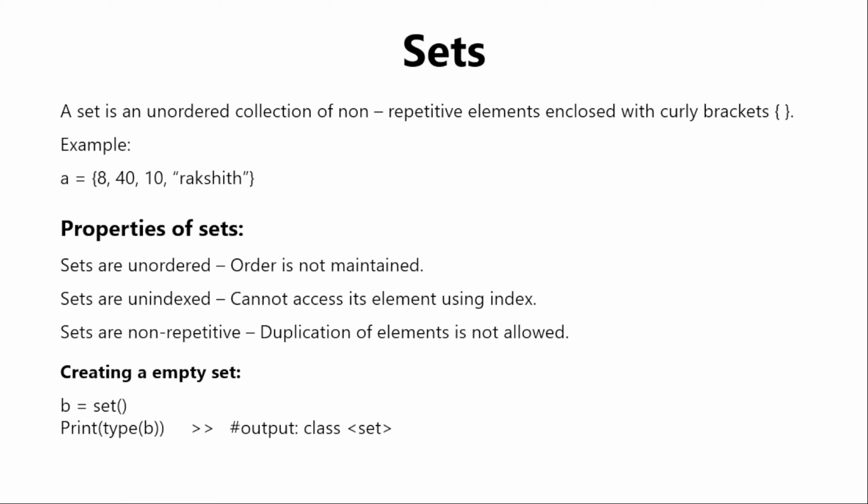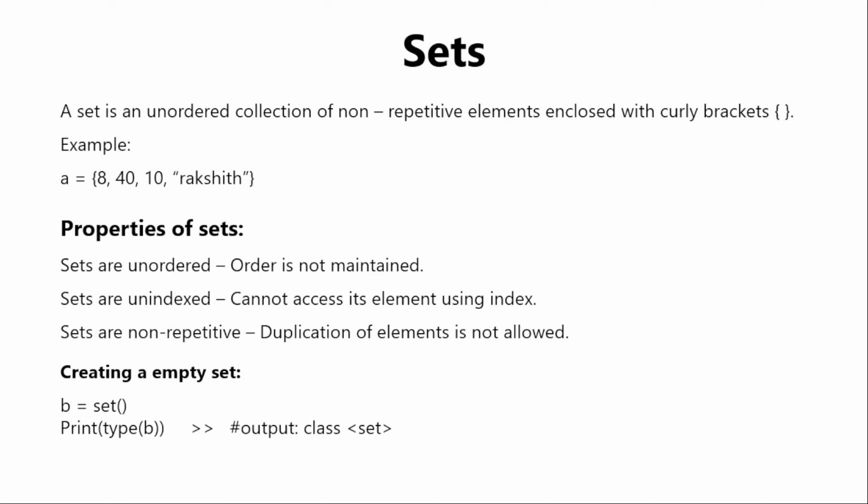In today's session, we will be discussing Python sets. A set is an unordered collection of non-repetitive elements which are enclosed with curly brackets. Unordered means the order is not maintained, and non-repetitive means the elements should not repeat. An example for a set is 8, 40, 10, Rakshit. Even though it has different data types, it should be non-repetitive and unordered.